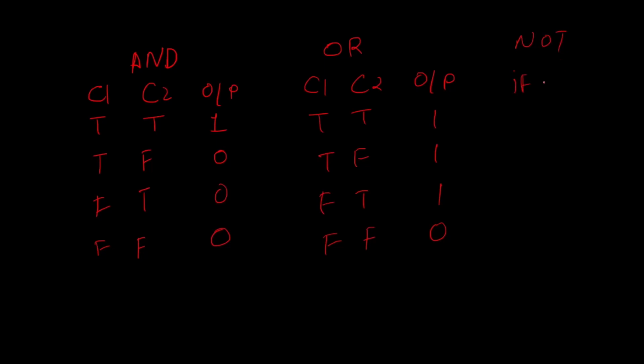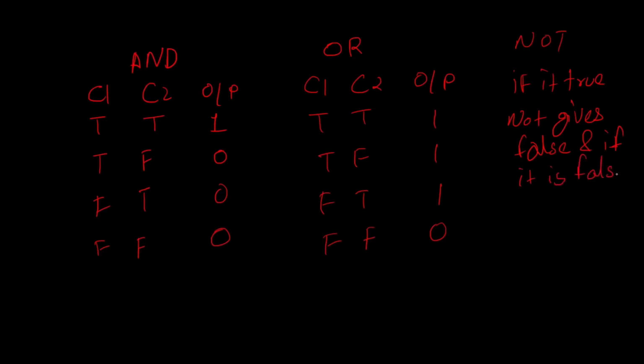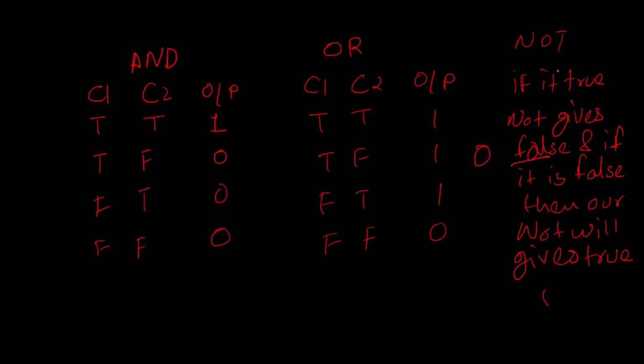If it is true, then our NOT operator will give us false. And if it is false, then our NOT will give us true, meaning 1. In the first case it gives us 0, because NOT means negation.